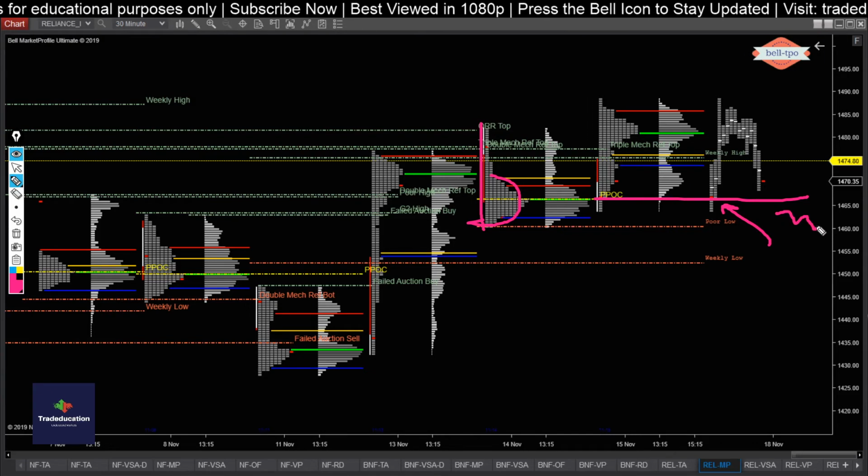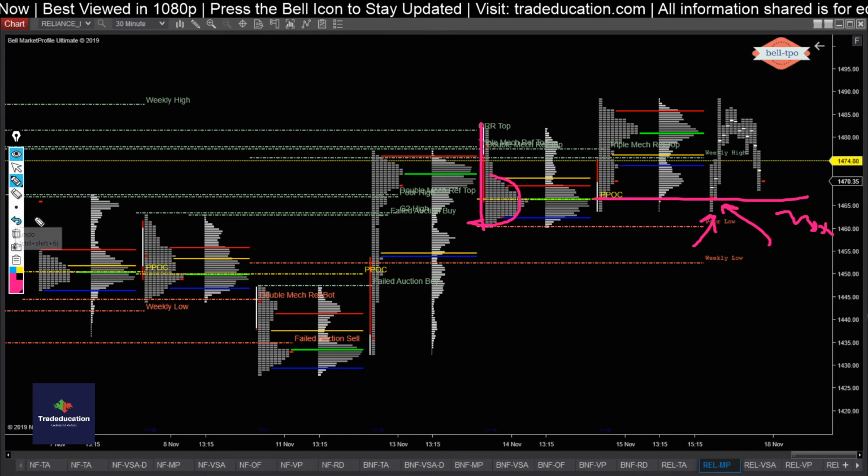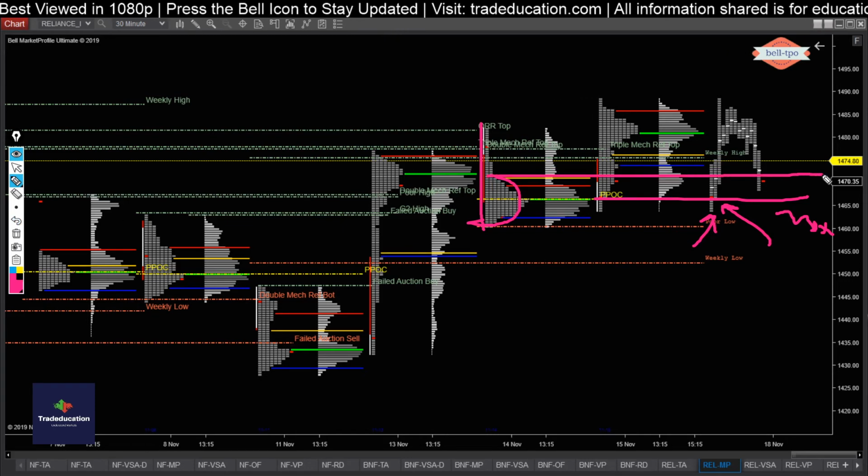So there was no continuation to the lower side, and buyers started stepping in. So when this type of thing happens, what should be your reference area, or what should be your good trade location? Your good trade location is what's happening at this reference level.